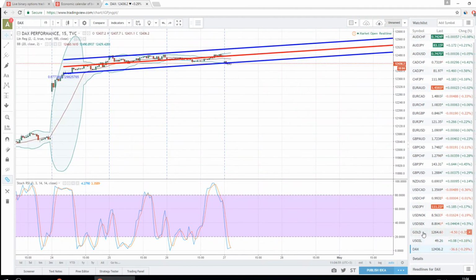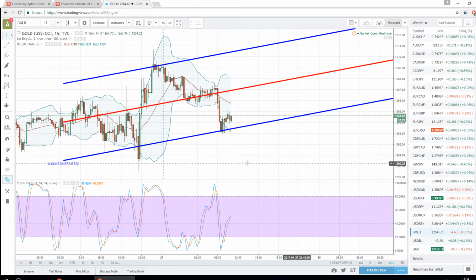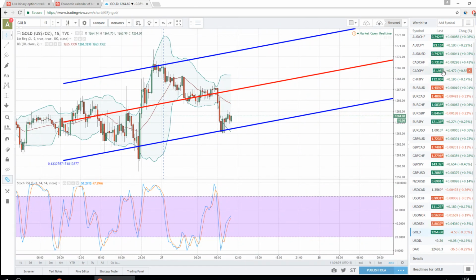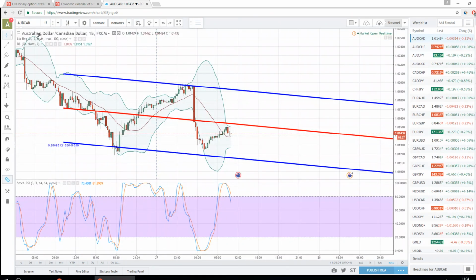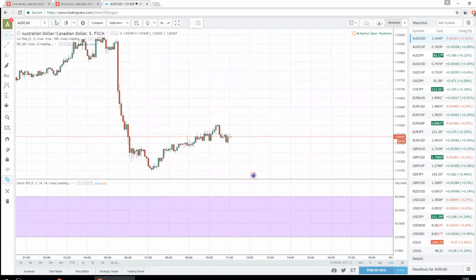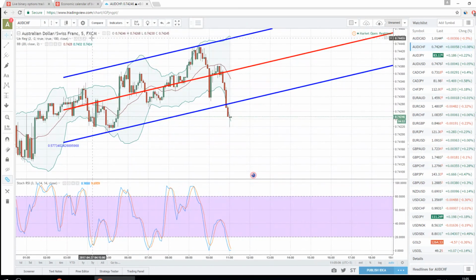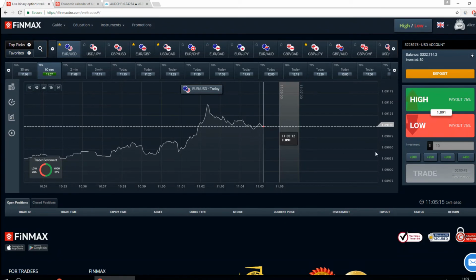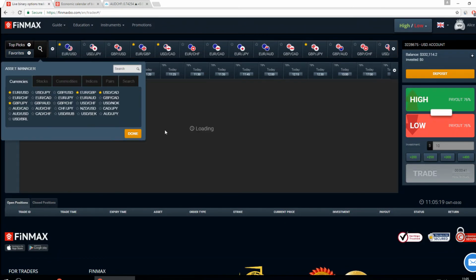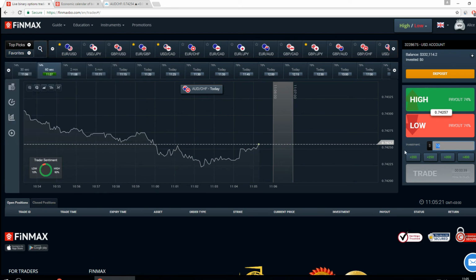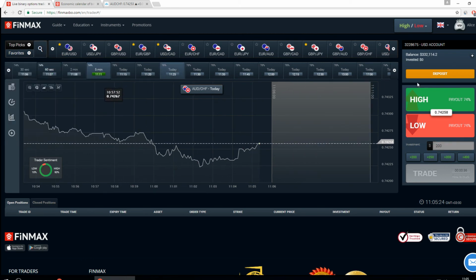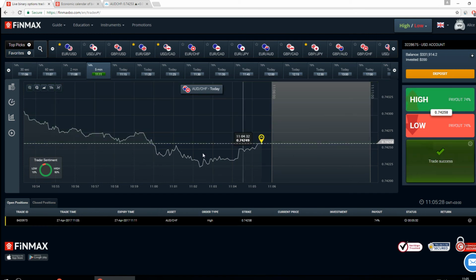Okay, we got two indices. Currently I don't see any entrance point for 15 minutes, so I will switch to 5 to see if probably we've got something here. Australian dollar to Swiss franc for 5 minutes for up. Pretty interesting. Let's see if this option is available right now. Yes, so let's start for 5 minutes for high, Australian dollar to Swiss franc, and I'm in.